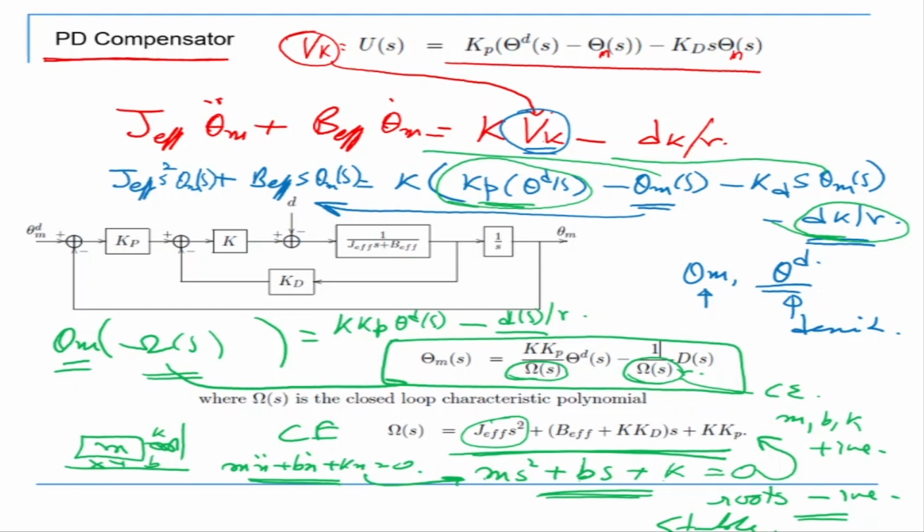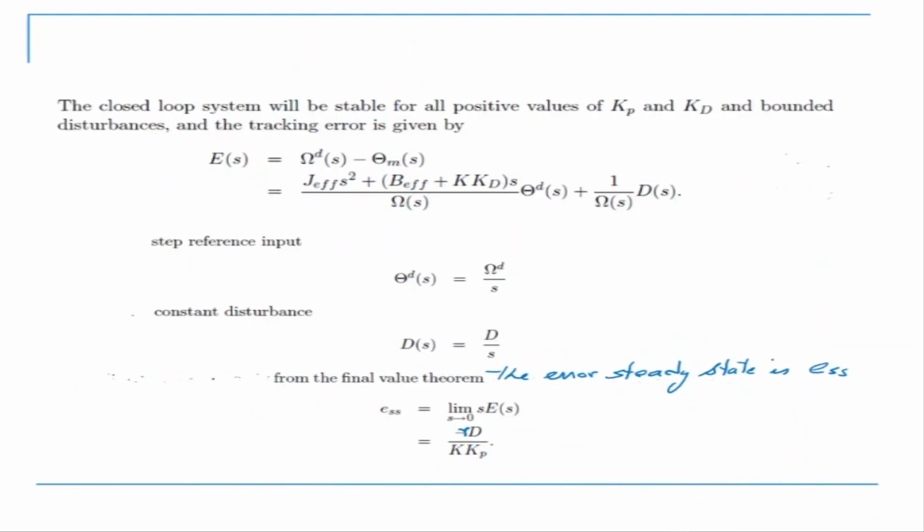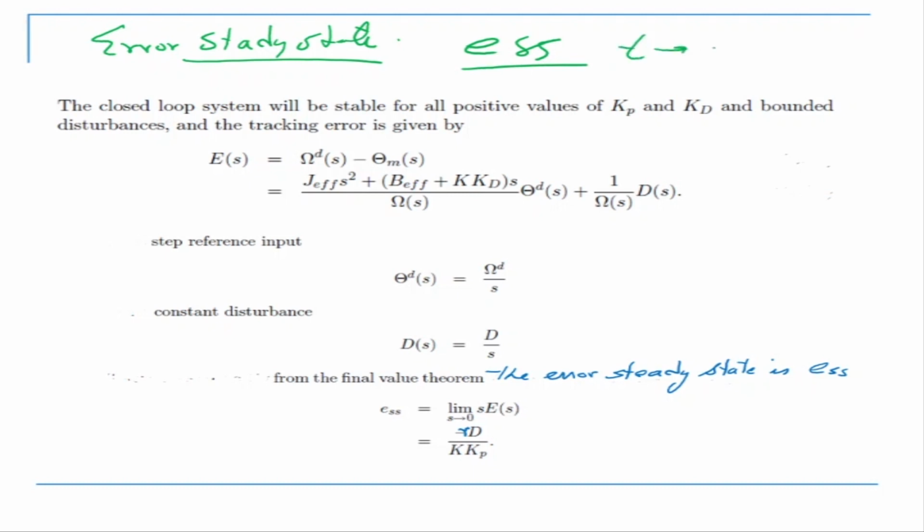Now we need to look at another term which is called the error steady state. The error steady state, or ESS, is the error that is going to remain when time goes to infinity.